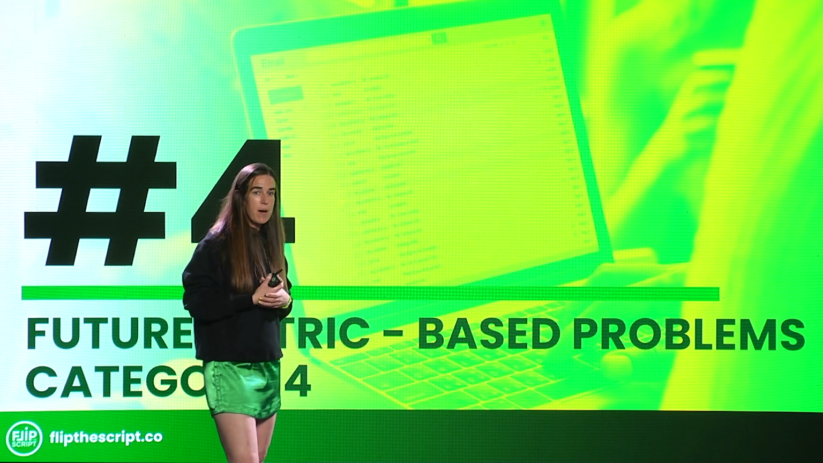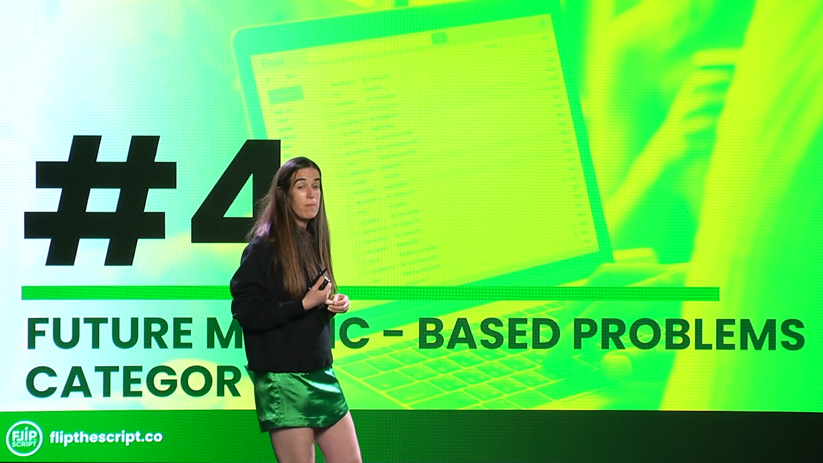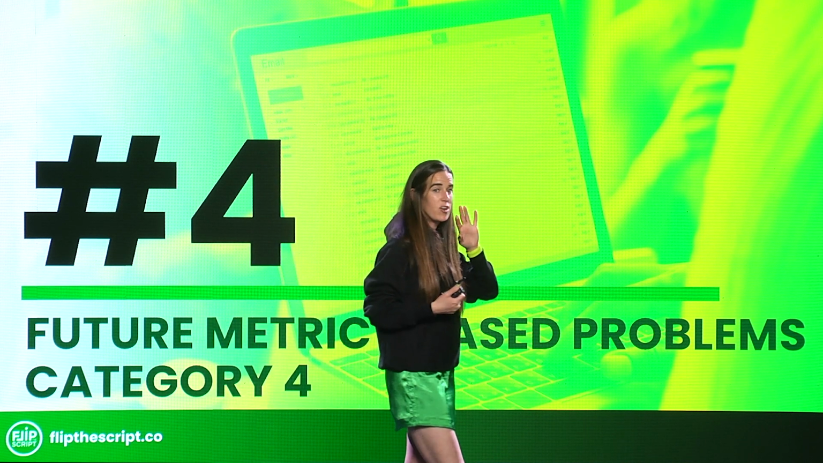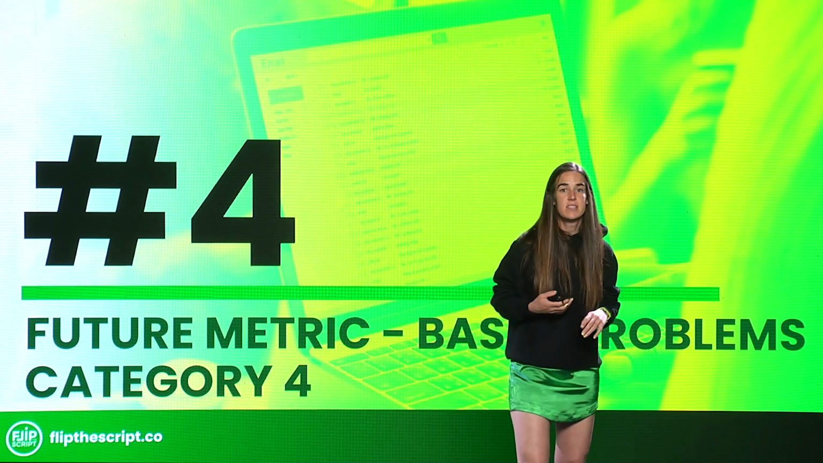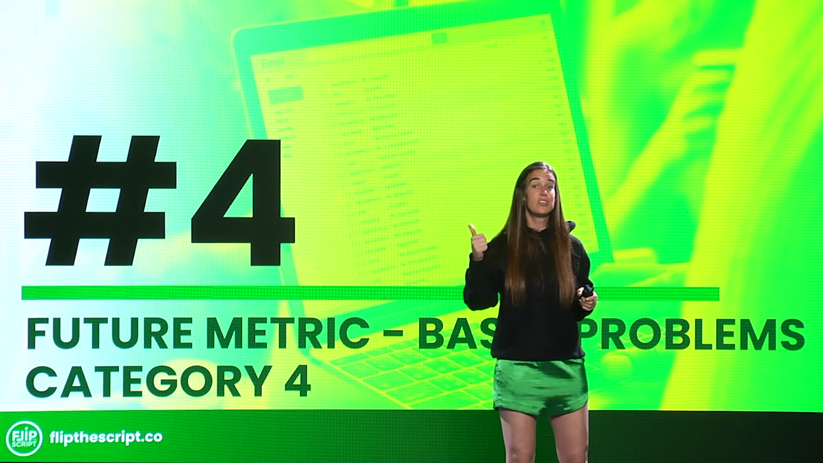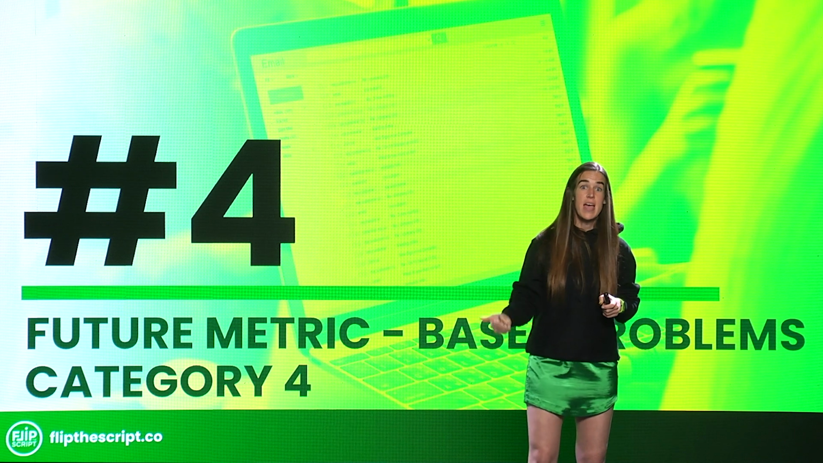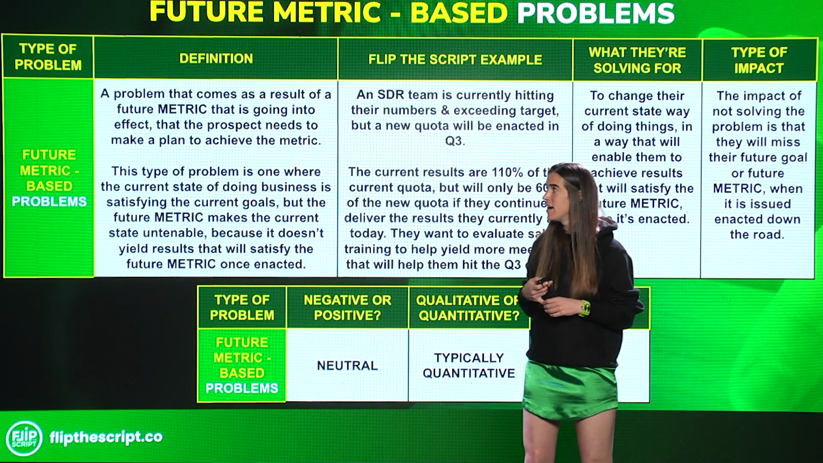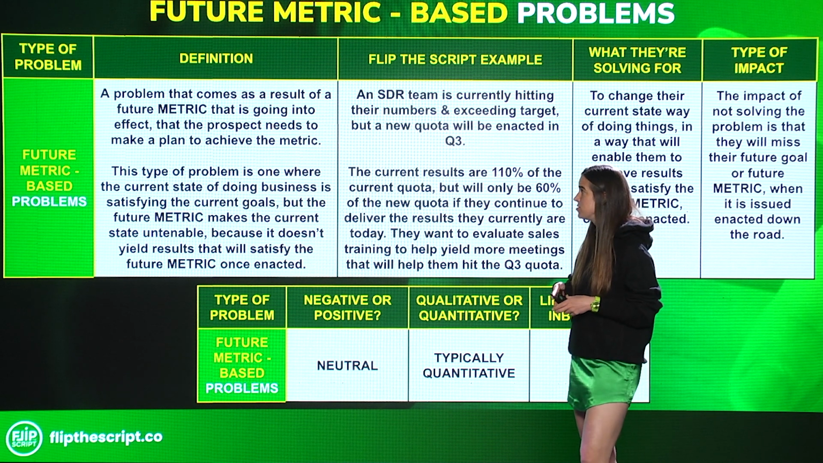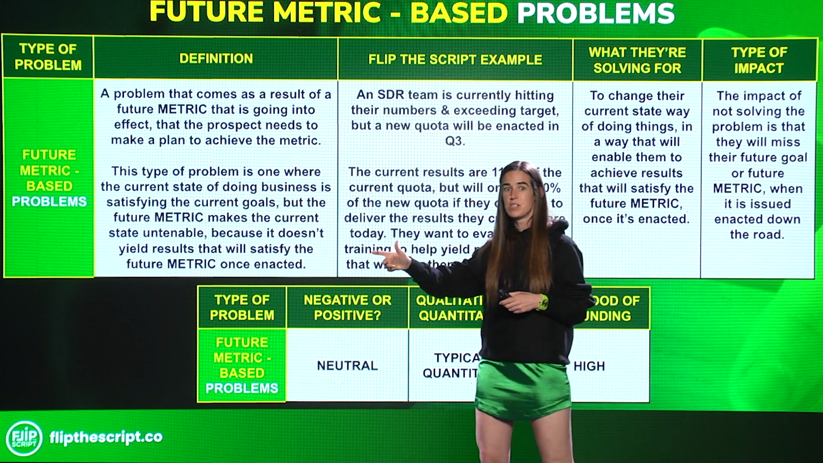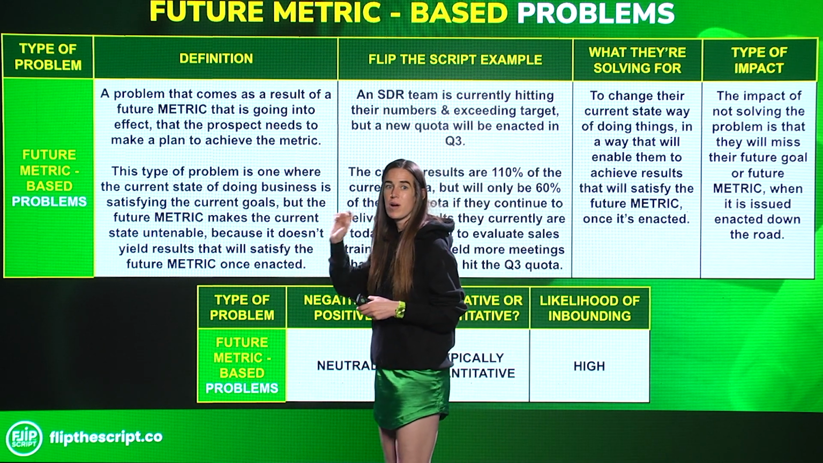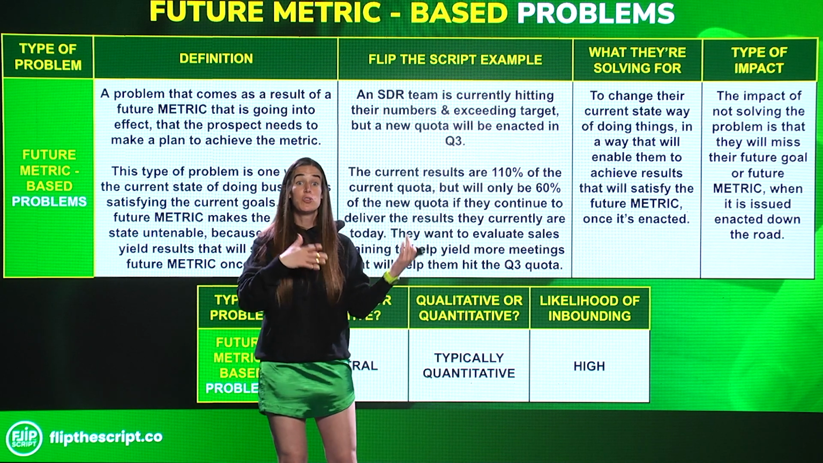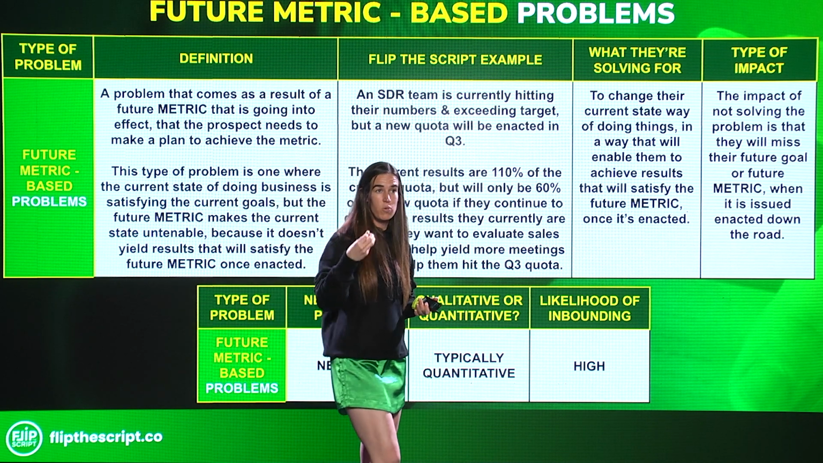The fourth type of problem is going to be a future metric-based problem. This is category 4. So this is something that's going to be a metric that issues in the future, and you are positive that it's going to issue in. So definition, problem comes in as a result of a future metric that's going to go into place, where the prospect needs to make a plan to achieve that metric that they know will happen in the future.